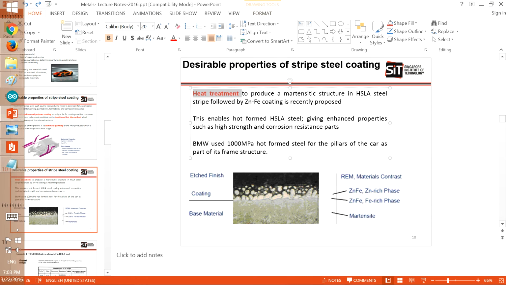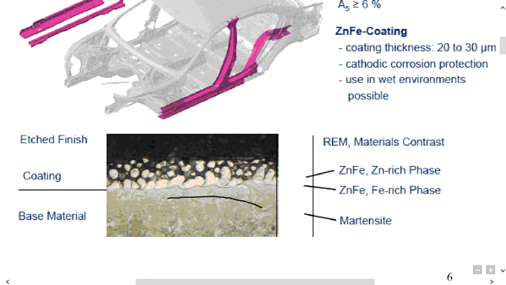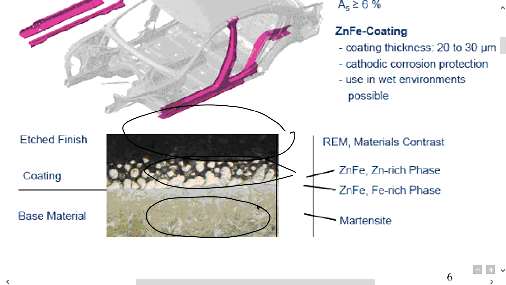Nonetheless, you can also heat treat the HSLA steel with a martensite structure. This enables hot forming to have high strength and corrosion resistance, and this is the thing. I also don't know what this is. I think this layer is the martensite, and then this layer is the zinc. And over here this is the finishing REM materials.